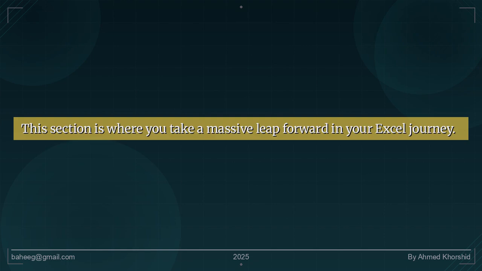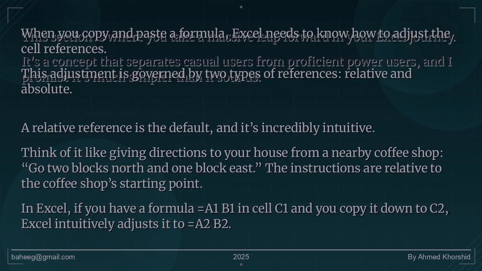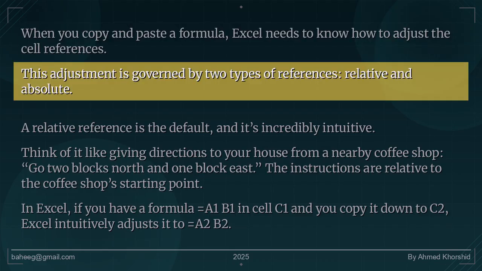This section is where you take a massive leap forward in your Excel journey. It's a concept that separates casual users from proficient power users, and I promise it's much simpler than it sounds. When you copy and paste a formula, Excel needs to know how to adjust the cell references. This adjustment is governed by two types of references, relative and absolute.